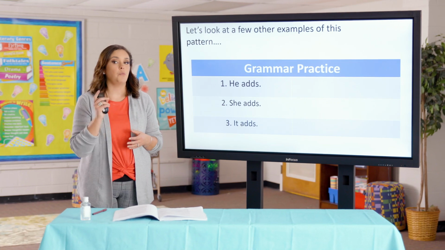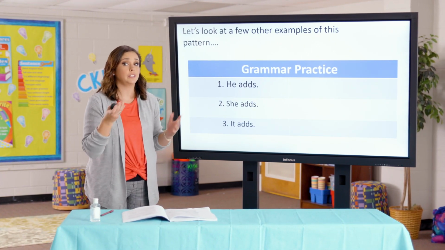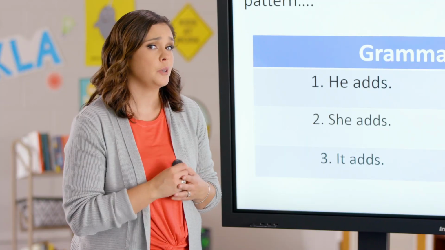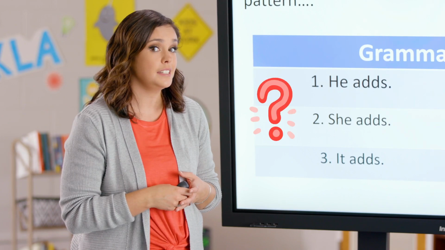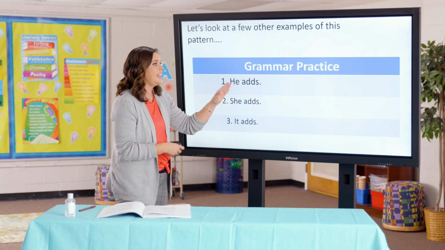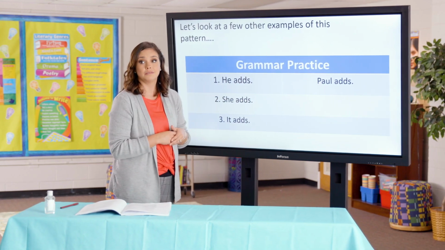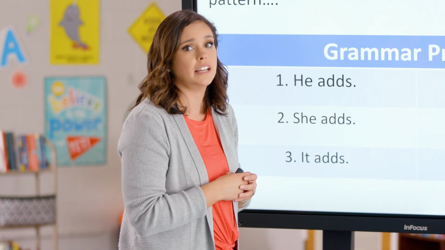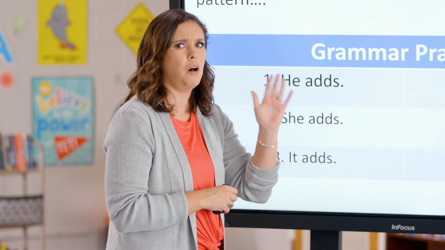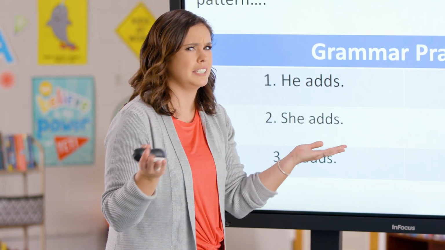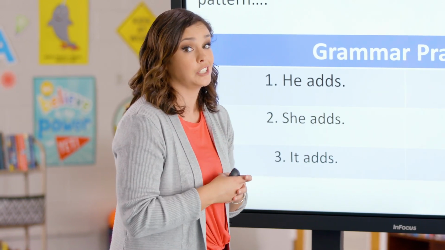Now let's take a look at what happens when our pronouns he, she, and it are actually written as nouns. Do you predict that the action verb will continue using the suffix at the end? Let's take a look. He adds. What if he adds was Paul adds? Yeah, that makes sense. Would it make sense if it was Paul add? What if it was Paul add 2 numbers? Does that make sense? No. So notice, we still need the suffix on the end of our action verb.